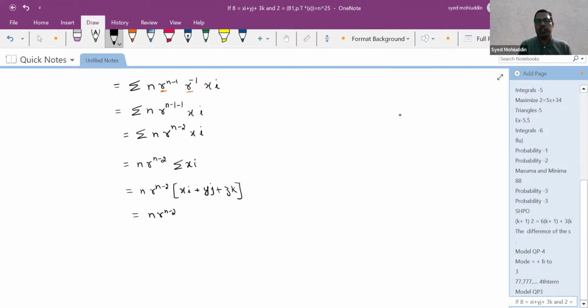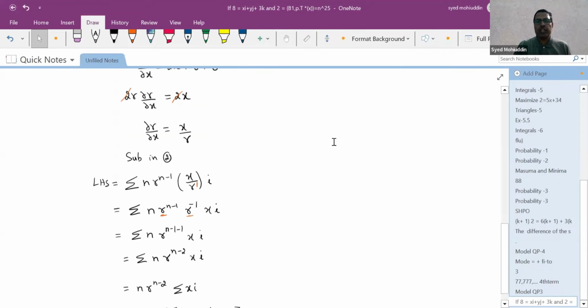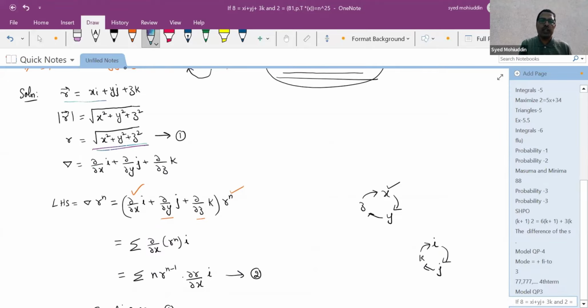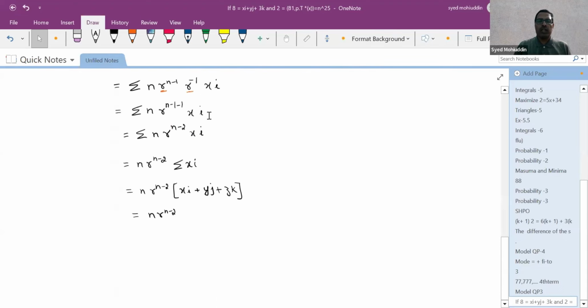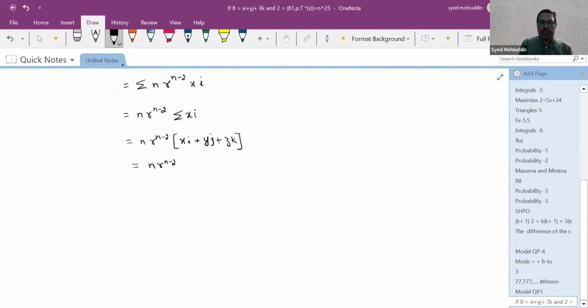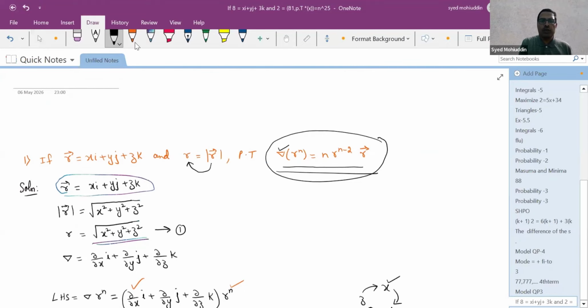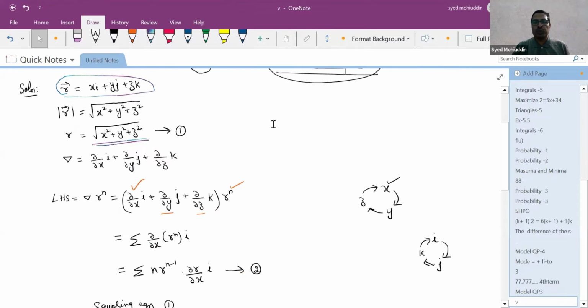And what is this xi plus yj plus zk? It's already given in the question as vector r, right? So it is given in the question over here as vector r. So let us replace that by vector r. Now, is this nothing but your RHS? n r power of n minus 2 into vector r. So we started with this particular result over here. Del r power of n is equal to n r power of n minus 2 into vector r, which is the required solution.